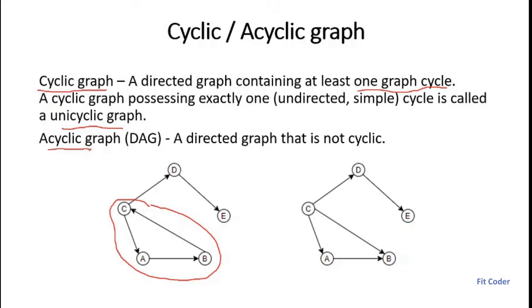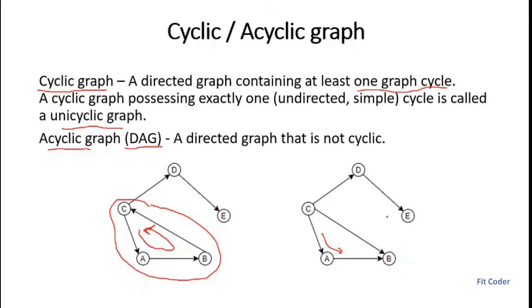And what is an acyclic graph? An acyclic graph is a graph that is not cyclic. Acyclic graph is a very common terminology that you'll find. It is also known as DAG, which means directed acyclic graph. Here you can see from C you can traverse to A, from A to B. From B you cannot go anywhere. To reach B you have to go from C. There is no cycle because you can go only till here and then it ends. But here, from C to A to B and B to C, you can see there is a cycle. This is a cyclic graph, this is an acyclic graph.